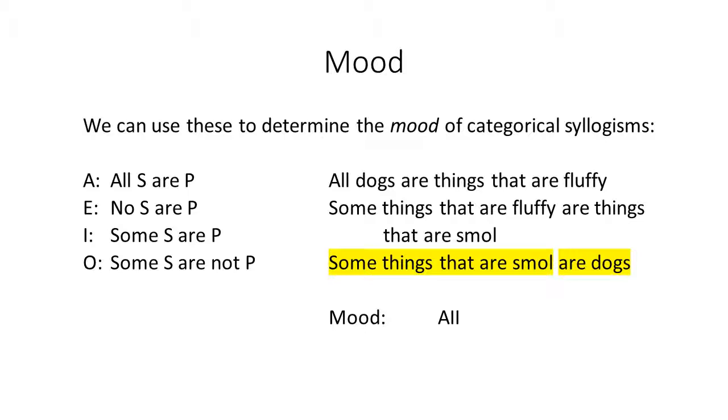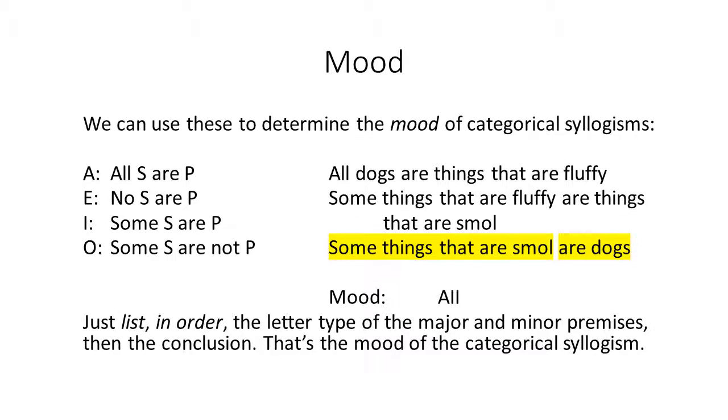So what you're going to be doing for all of these, once you have it in standard form, is assign the sentence letter for the first premise, second premise, and conclusion. Put them in order. That's the mood. So again, here's what you do. Just list in order the letter type of the major and minor premises, then the conclusion. That's the mood of the categorical syllogism. That's all I'm going to say about mood for now. I trust that this is straightforward enough that you've got it. If you don't, please, please, please let me know.